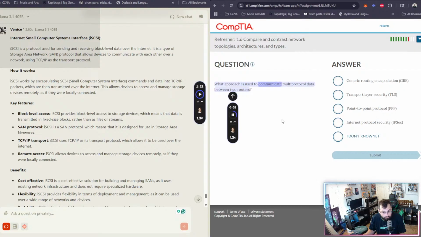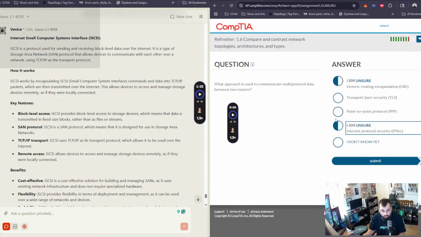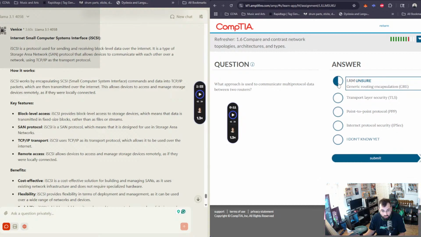What approach is used to communicate multi-protocol data between two routers? What protocol is used to communicate multi-protocol data between two routers? It's one of these two, but I'm pretty sure it's generic routing encapsulation. Why do I think it's this? Why would it be transport layer?